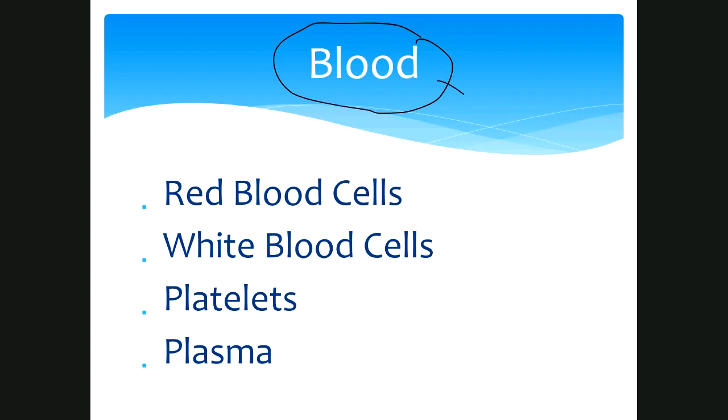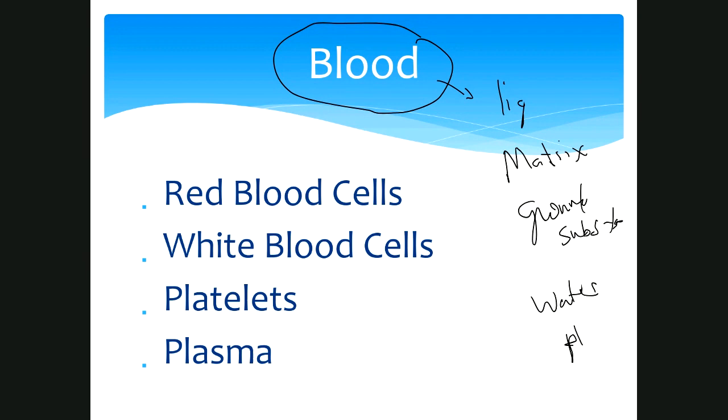And then the last tissue we have is blood. So blood is different from all these other tissues because it's a liquid. That's because the matrix is water. The ground substance that we've talked about, it's water. Now it's not just water. It's called plasma, but it's mostly water. And water flows, and so blood flows.